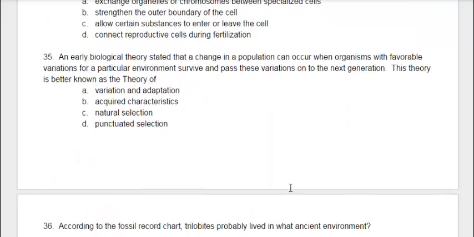35. An early biological theory stated that a change in population can occur when organisms with favorable variations for a particular environment survive and pass these variations on to the next generation. This theory is better known as the theory of A. Variation adaptation, B. Acquired characteristics, C. Natural selection, D. Punctuated selection. Good.